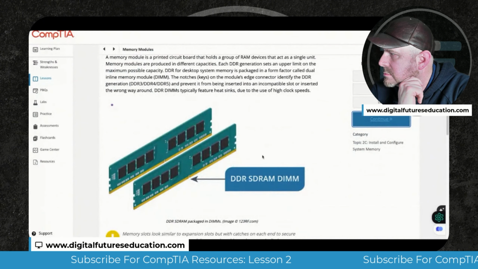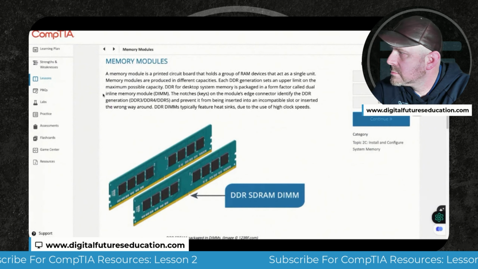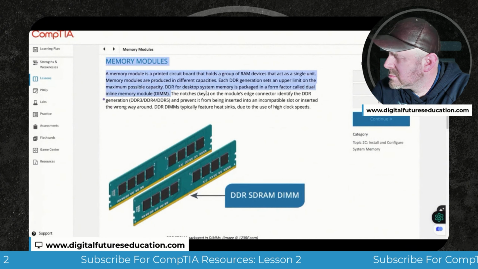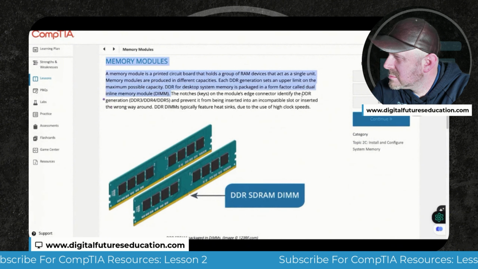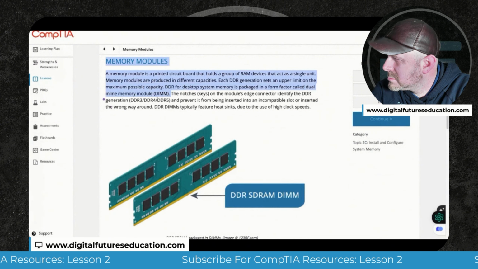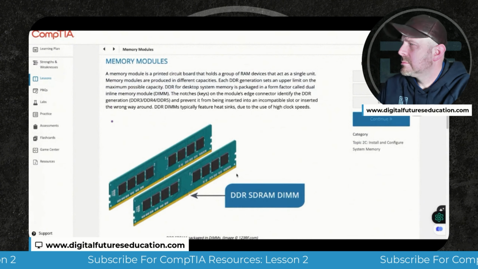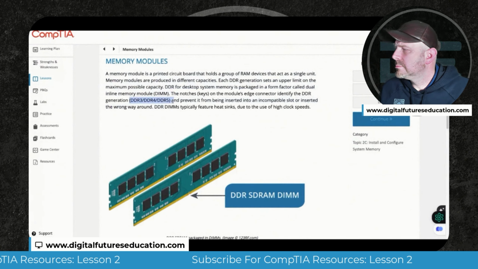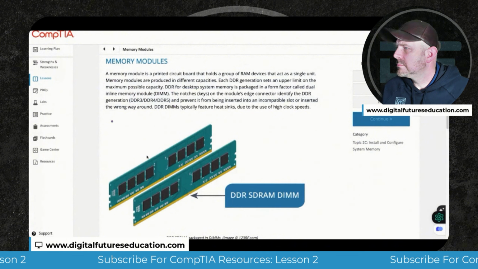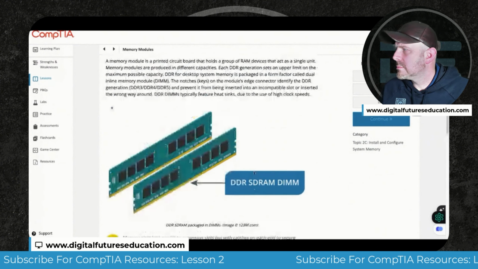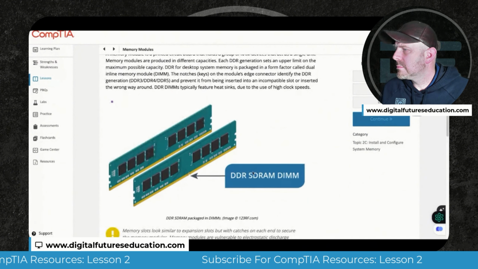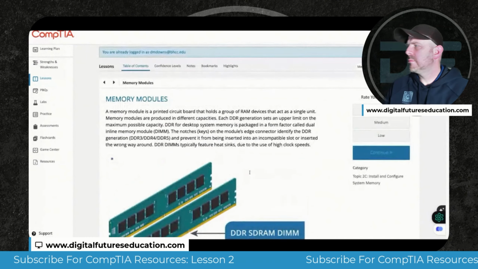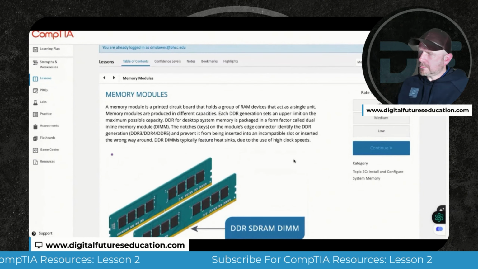Memory modules. So these are memory modules called dual inline memory modules, DIMM. The notches and the keys on the memory module and connector identify the DDR generation. So the connectors at the bottom tell you what version of DDR3, DDR4, DDR5 it is. So these are called DIMM, and they all have different amounts of RAM, 4, 8, 16, 32, different amounts that fit different circuit board sets.